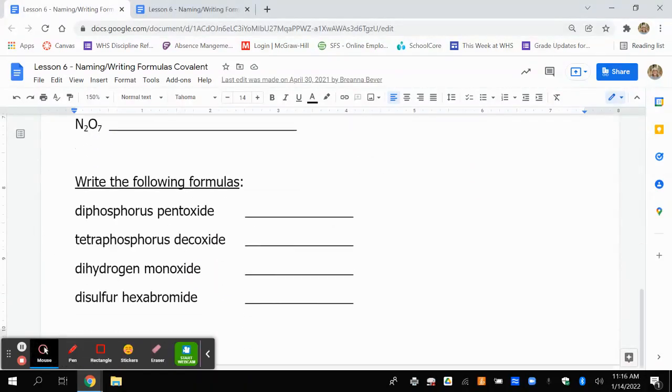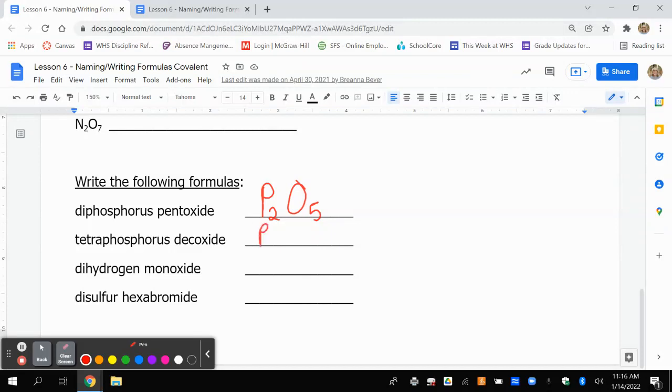Let's go down here and I'm going to show you how to write the formulas for them. The formulas are even easier. Once you know the prefixes, you can write the formulas for covalent compounds because the name tells you the number of atoms. So diphosphorus pentoxide: phosphorus is P, and diphosphorus means there's two of them, so P2. Pentoxide, penta is 5, so we have 5 atoms of oxygen. So P2O5 is the formula for diphosphorus pentoxide.